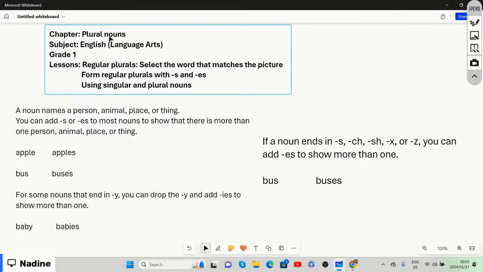The subject that we are focusing on is English, which is language arts, grade 1. And the lessons that we are focusing on under the chapter of plural nouns is irregular plurals. We need to select the word that matches the picture. And then we're also going to form regular plurals with S and ES. And we will be using singular as well as plural nouns.